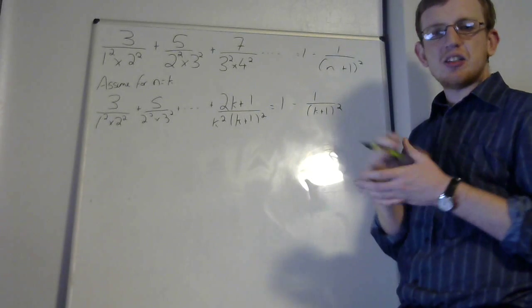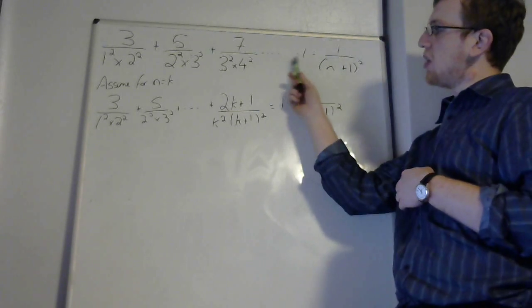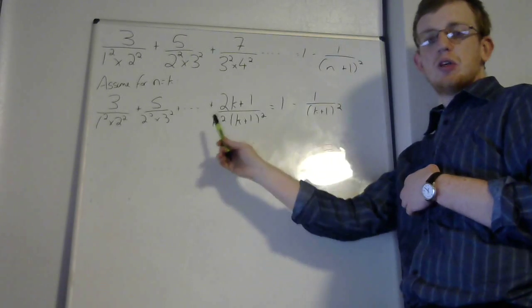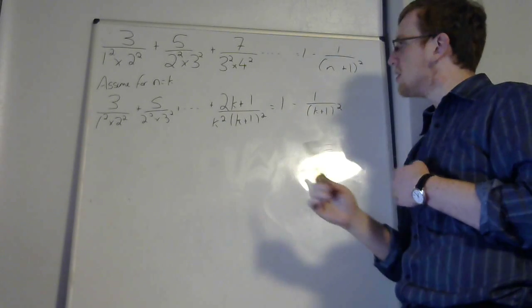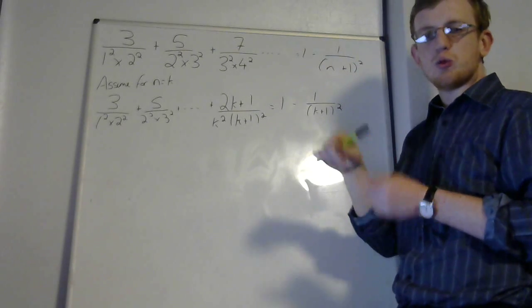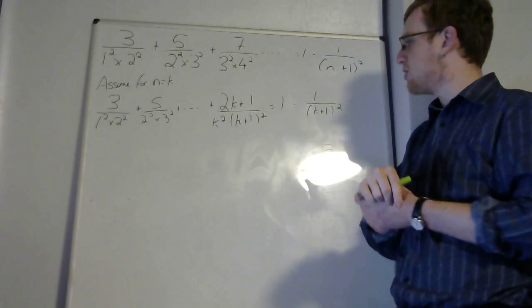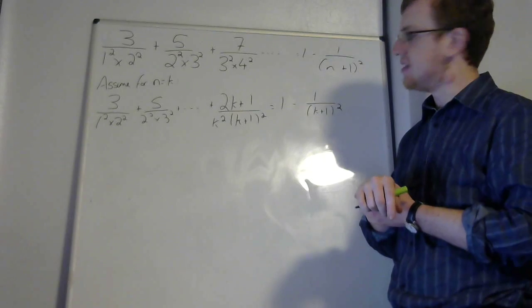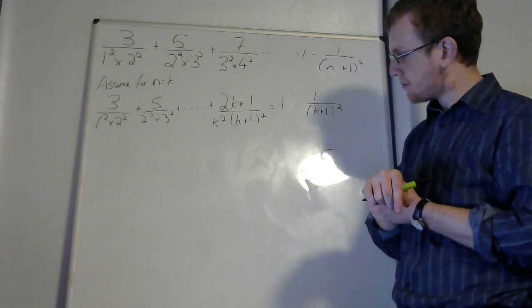Now, what I need to show is that if this does work, so we assume this is true, then it will work with n equals k plus 1. This will work for the next integer along, and that's what proof by induction is all about.